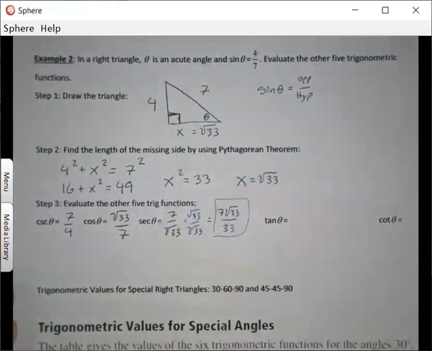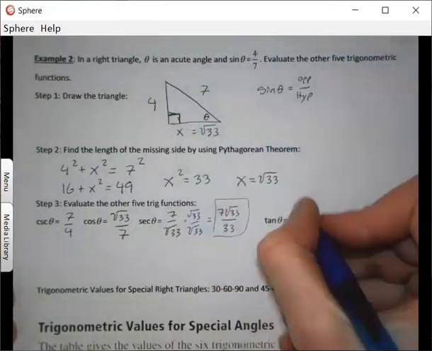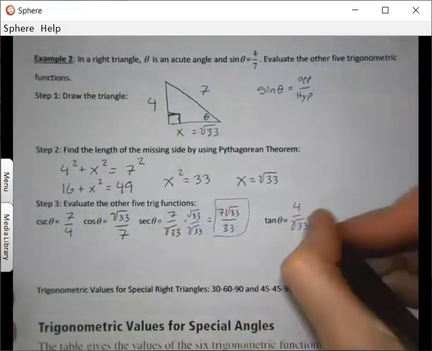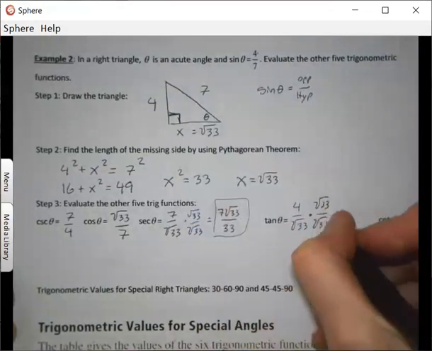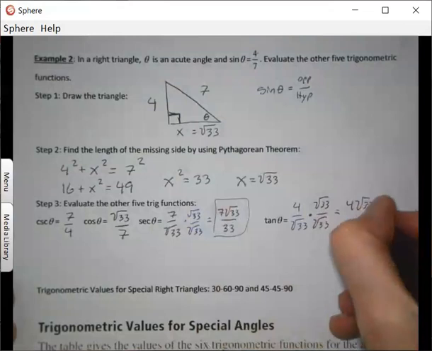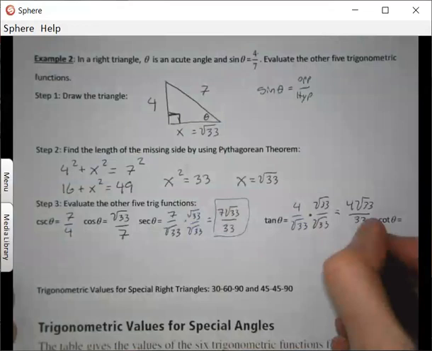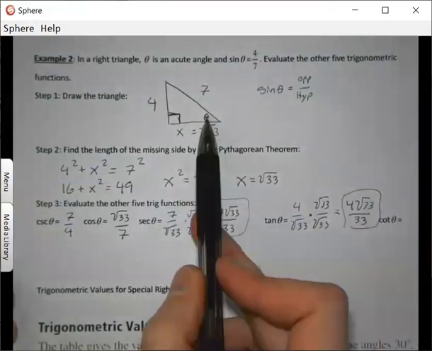Tangent, opposite over adjacent. So opposite over adjacent. So 4/√33. Again, we need to rationalize. We don't want to leave a root in the denominator. And again, square root of 33 times square root of 33 is 33. Cotangent, adjacent over opposite. So adjacent, opposite.